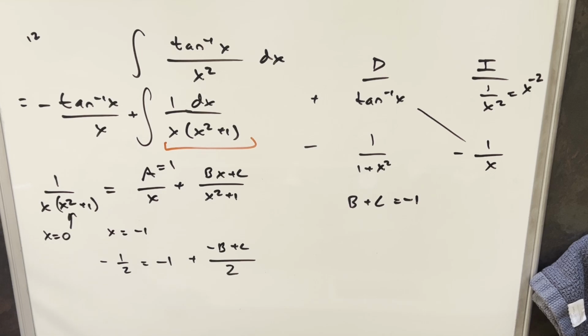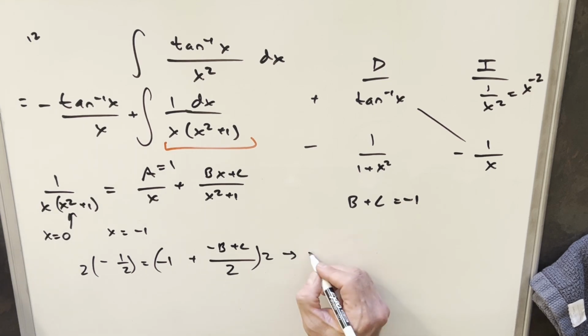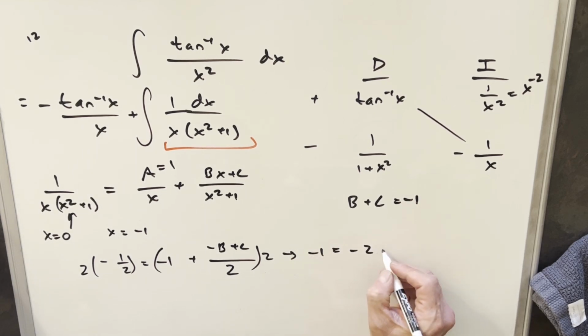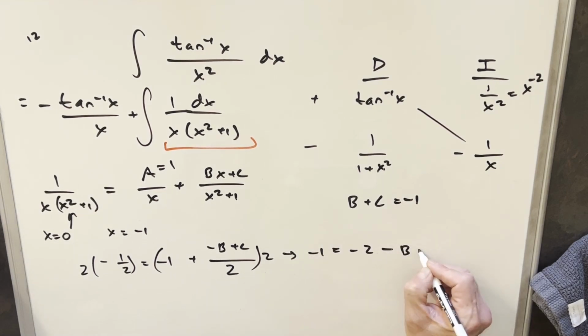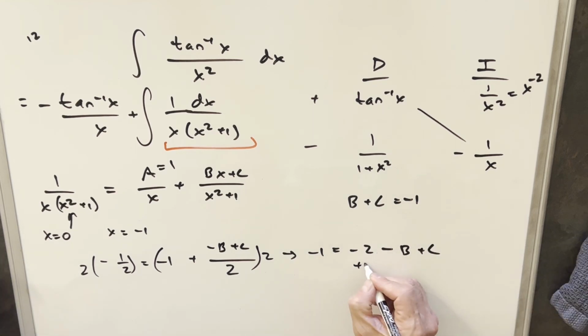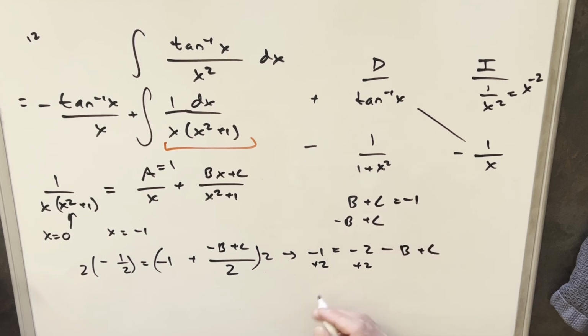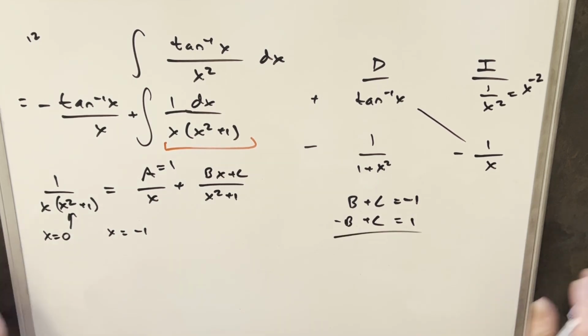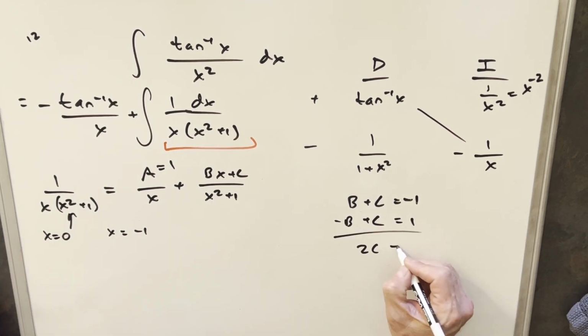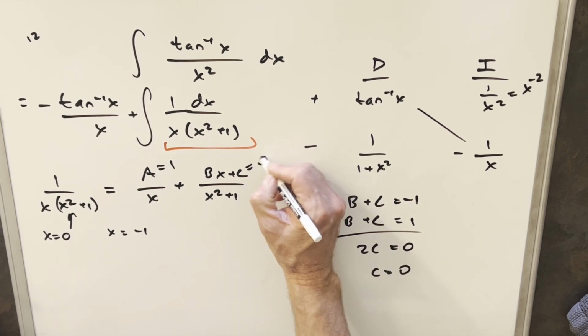this is going to give me a 2 here. Again, I'm going to multiply by 2 on both sides just to clean it up. So we're going to have minus 1 equals minus 2 minus b plus c. Then I'll just add the 2 on both sides, and we're going to have minus b plus c equal to 1. So then just adding these two together, we're going to have 2c equals 0, or c equals 0. So then we'll just put that right here that our c is 0.